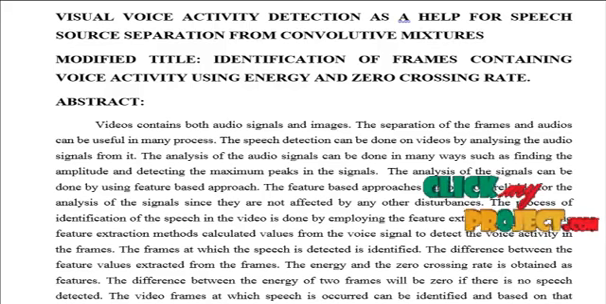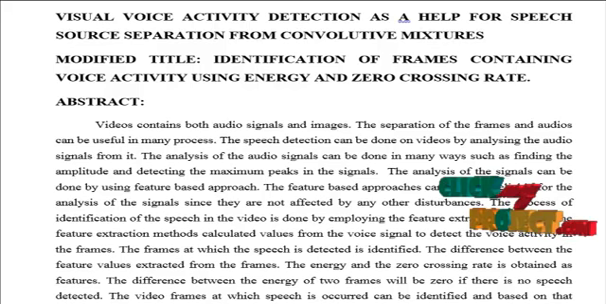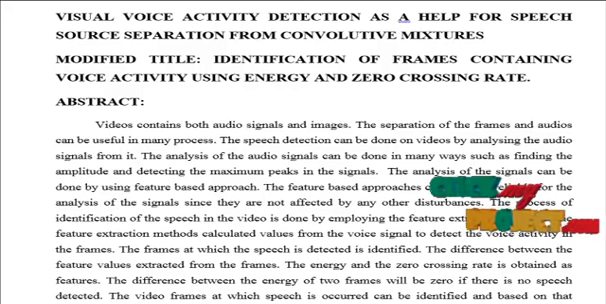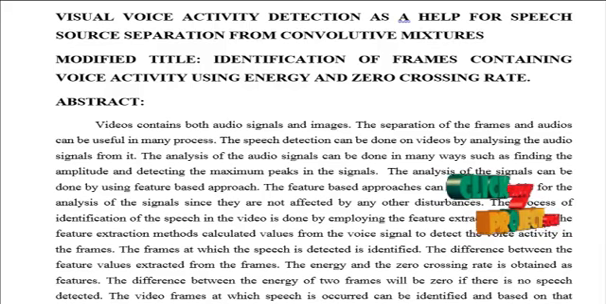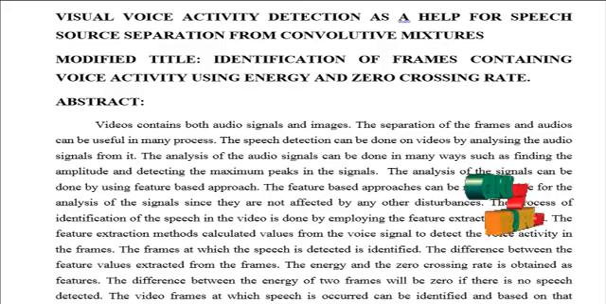The analysis of the audio signals can be done in many ways, such as finding the amplitude and detecting the maximum peaks in the signals. The analysis of the signals can be done by a feature extraction approach. Feature-based approaches can be more reliable for the analysis of the signals since they are not affected by external disturbances. The identification of speech in the video is done by employing feature extraction methods. The feature extraction methods calculate values from the voice signals to detect the voice activity in the frames. The frames at which speech is detected are identified.